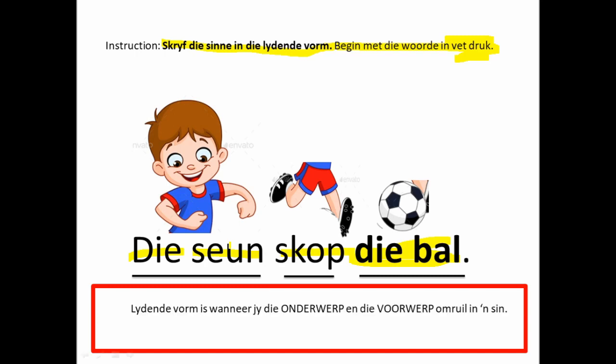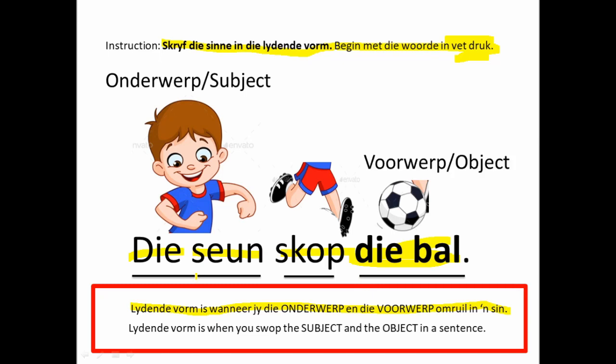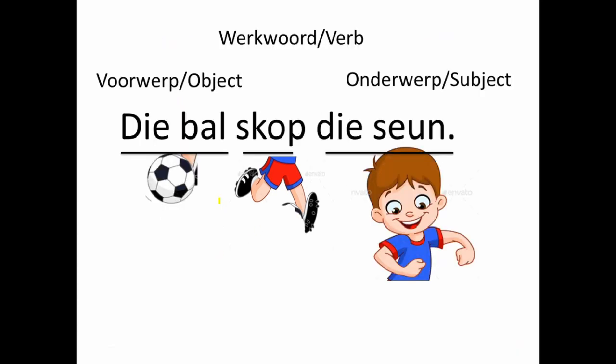But before we carry on, let's just see what is the definition of Lydende vorm. Lydende vorm is wanneer jy die onderwerp en die voorwerp omruil in 'n sin. Lydende vorm is when you swap the subject and the object in a sentence. When you swap the object and the subject, the sentence will look like this.